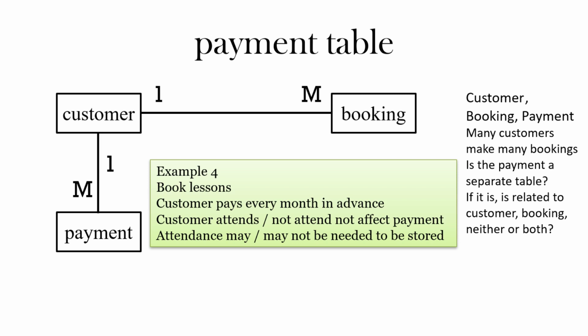Now here's an example. You book lessons. Now the customer pays every month in advance. If you attend or don't attend, it doesn't matter. It depends if you need to keep attendance or not, but this design doesn't matter on attendance. So the customer makes a payment every month. So the payment table is actually connected to the customer table.